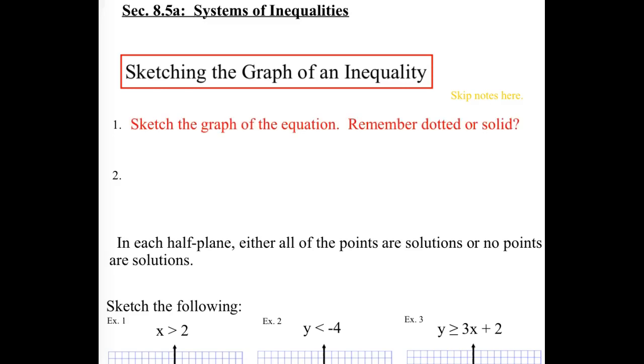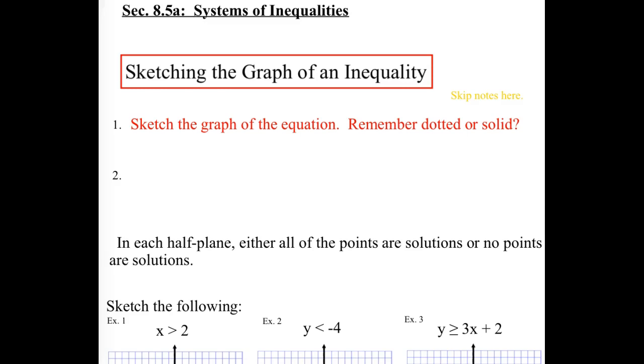You are going to sketch the graph of the equation. In other words, don't worry about whether it's less than or greater than. Just pretend there's an equal sign in there, and look at how you would graph that. Then we look at the inequality to help us determine if it should be a solid or dotted line.